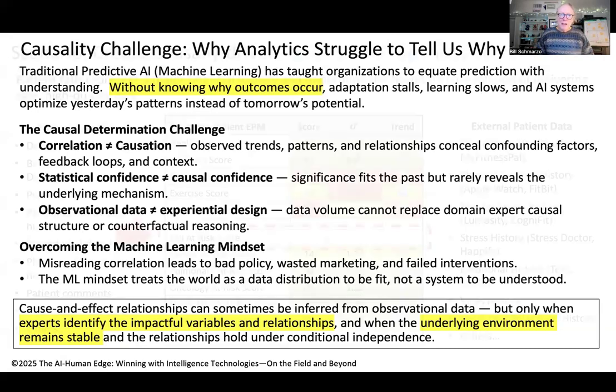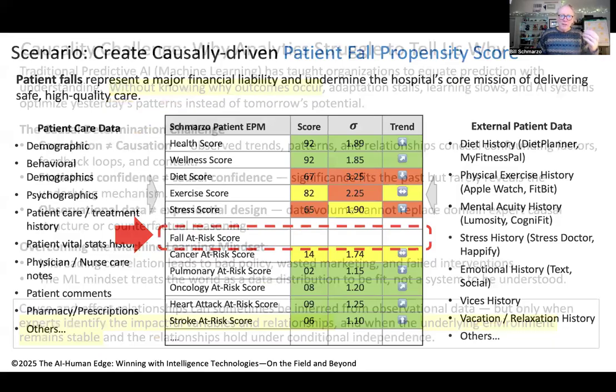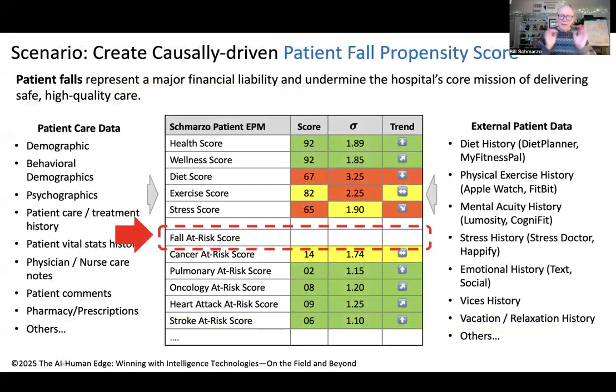But what we're going to do instead is walk through an example of an organization that's trying to create, for their patients, a fall index, right? What's the fall risk? What is the likelihood that a patient who comes into the hospital is going to suffer a fall? Because we know falls, from my talking and working with several different hospitals, are very costly from a financial and liability perspective. It's also hugely detrimental from a reputation perspective.